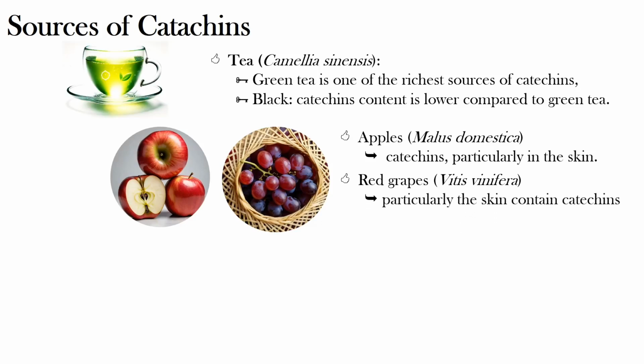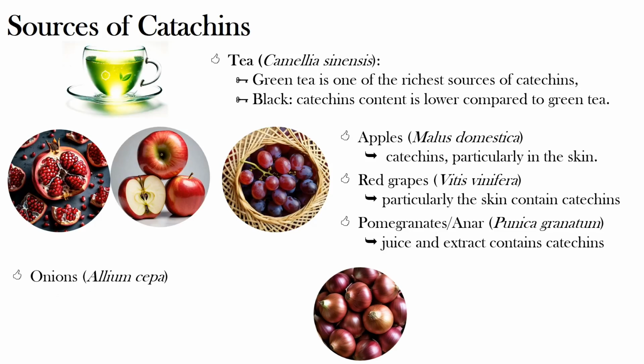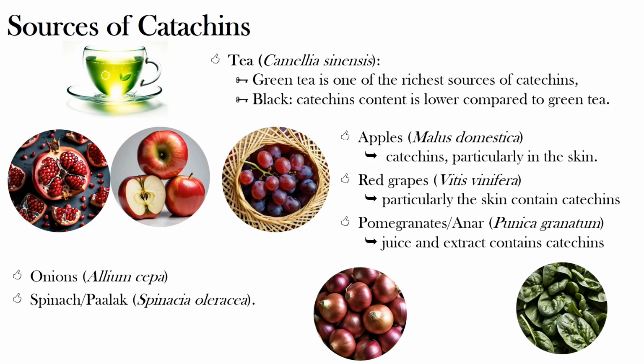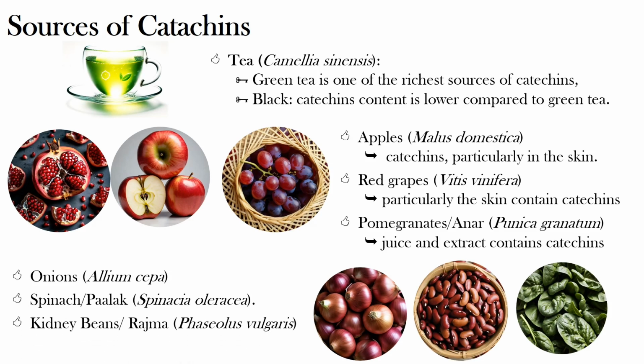Catechins are also found in pomegranate, called anar, having the botanical name Punica granatum. In case of pomegranate, catechins are found in their juice and their extract part. In addition to these, catechins are also found in onion, having the botanical name Allium cepa. It is found in spinach, called palak, having the botanical name Spinacia oleracea. And it is also found in kidney bean, called rajma, having the botanical name Phaseolus vulgaris. So these are some of the sources of catechin.